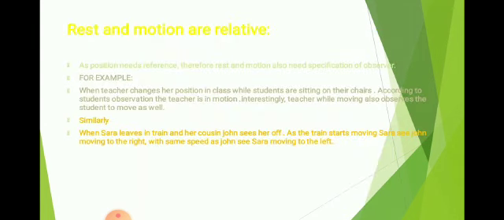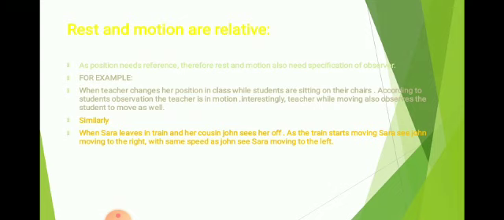As position needs reference, therefore rest and motion also need specification of an observer. For example, when a teacher changes her position in class while students are sitting on their chairs, according to the students' observation, the teacher is in motion. Interestingly, the teacher while moving also observes the students to move as well. Similarly, when Sarah leaves in a train and her cousin John sees her off, as the train starts moving, Sarah sees John moving to the right with the same speed as John sees Sarah moving to the left.